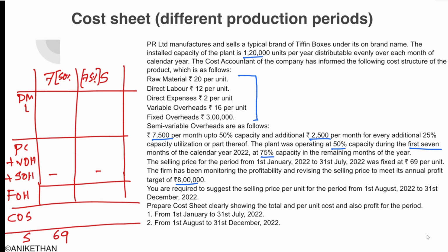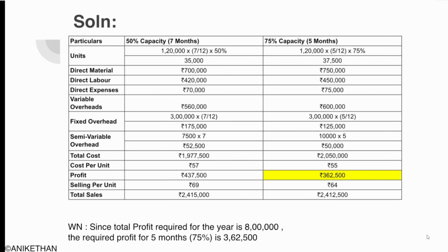Here it is 69. Here what is it? My total profit required is 8 lakh. So this is my profit 1 and this is my profit 2. If I add both of these, I should get 8 lakh as total profit. So let us see it in a table.